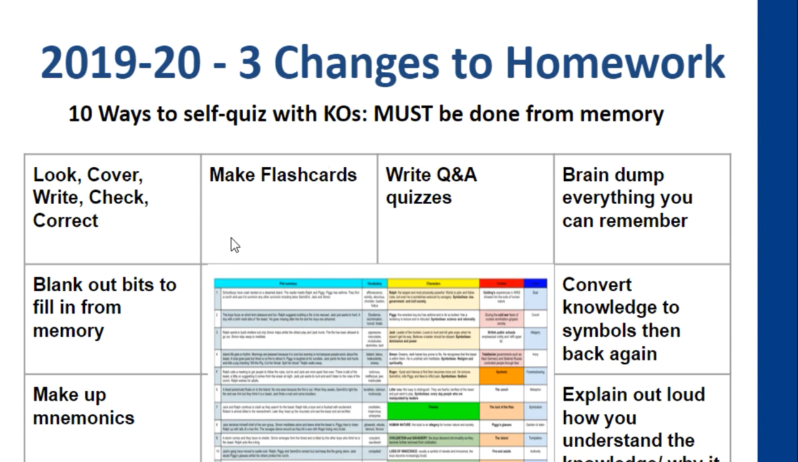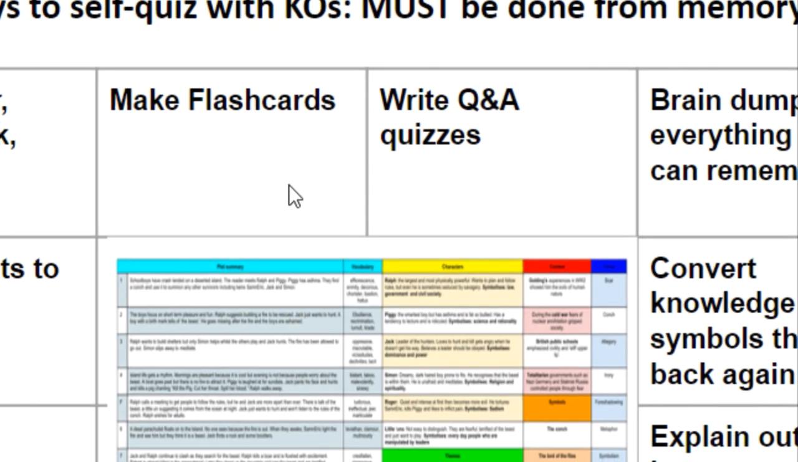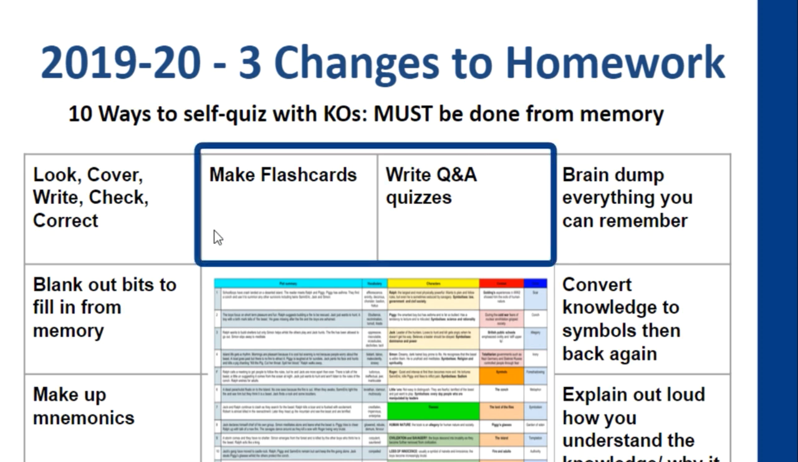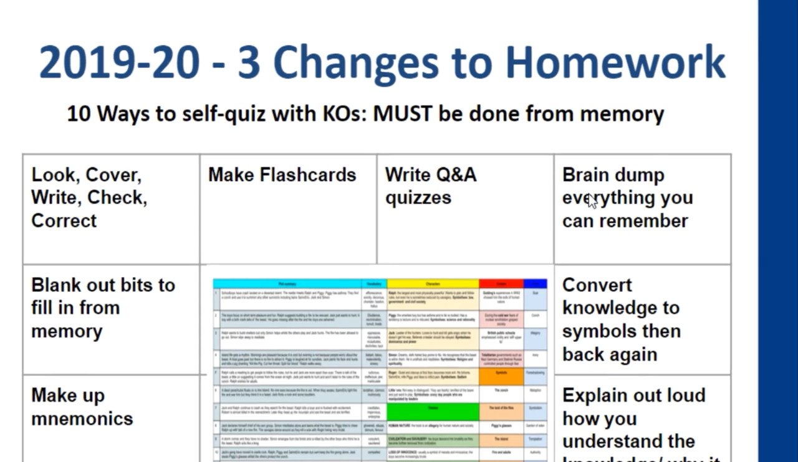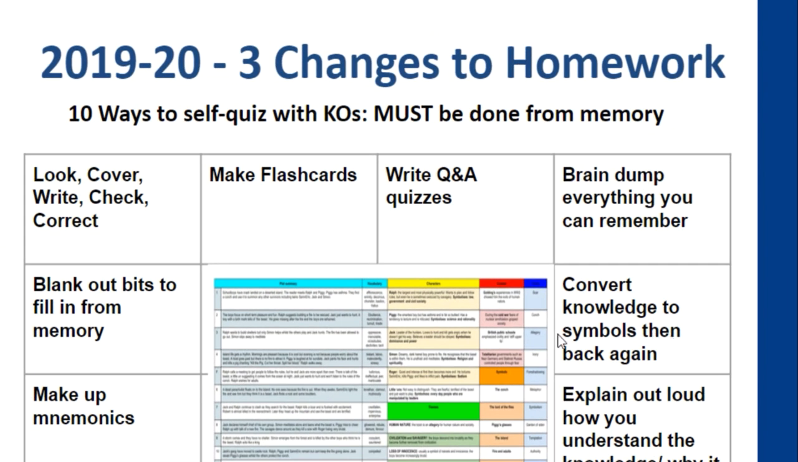Students can also make flashcards using Q&A from the knowledge on the organiser. They might write Q&A quizzes which they can share with each other. These are things that you can ask them about, and with both of these methods you can quiz your child using these. They can do something really simple as a brain dump or free recall where they just write down everything they know. They can use symbols to assign knowledge to.